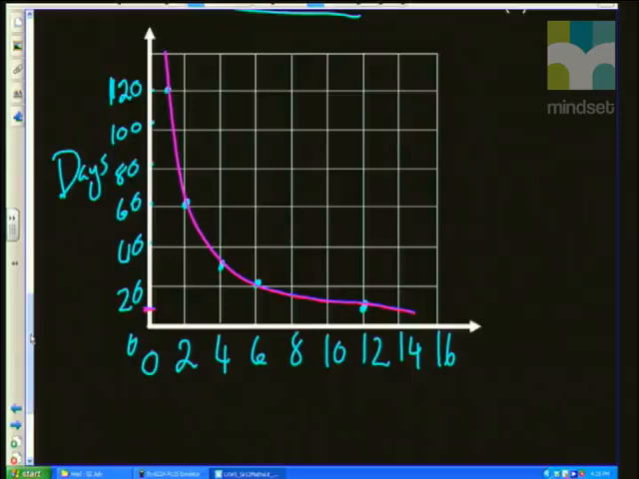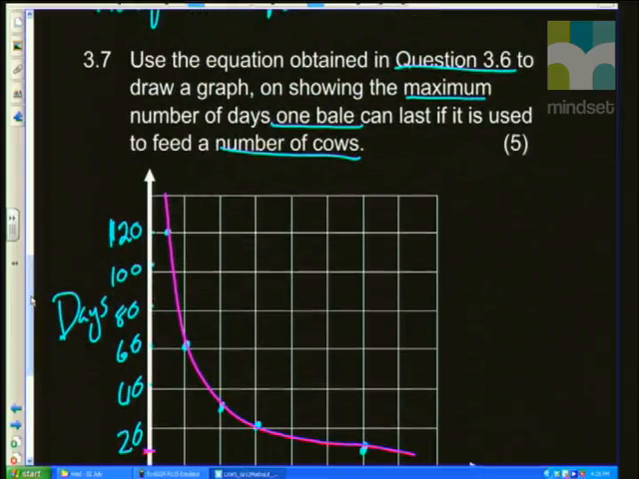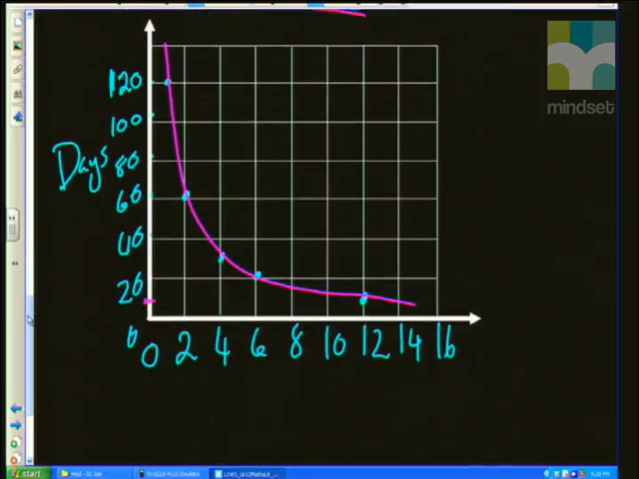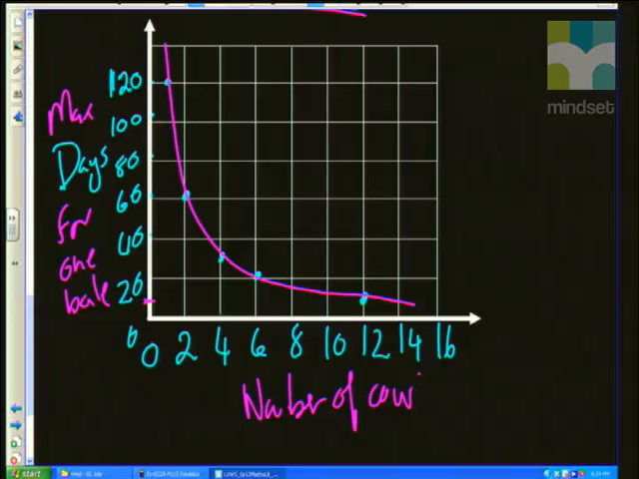Have we answered the question? Let's see what the question says. Showing the maximum number of days one bale can last if it is to feed a certain number of cows. The maximum number of days, yes, there we are. These are the days. This is maximum days for one bale. And this is, we need to label the axes, number of cows. Don't get it mixed up. Sure, you got that.